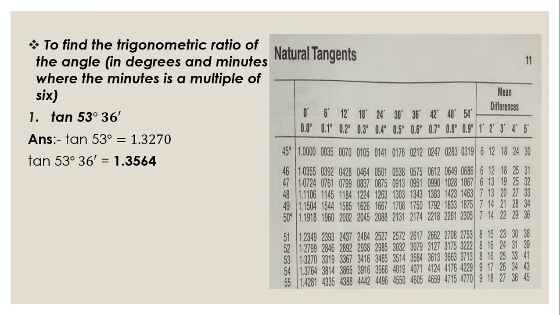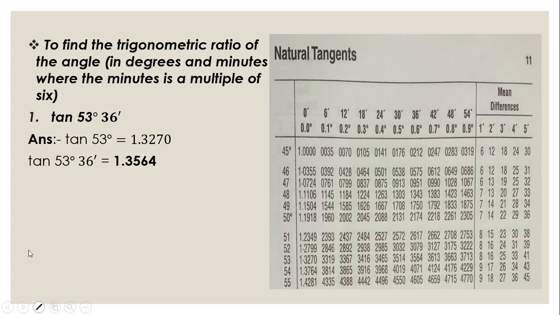So we first have to find the number before the decimal, then we have to find the number after the decimal. To find the number before the decimal, first you have to find what is tan of 53 degree. From the Clark's table, we get to know that tan of 53 degree is 1.3270.